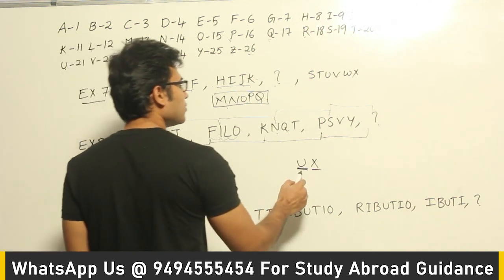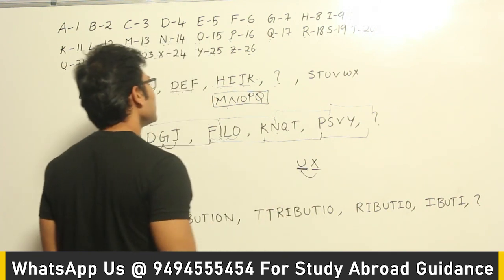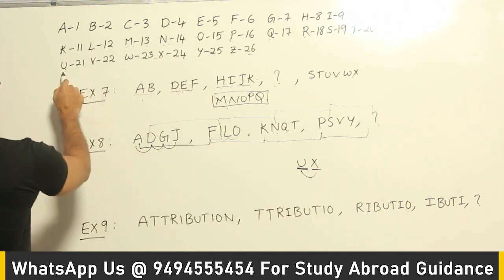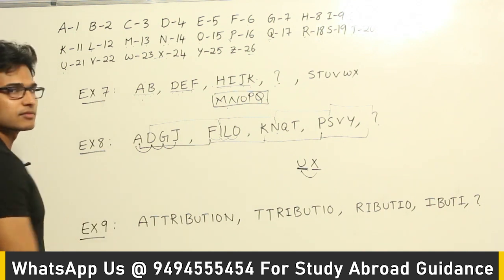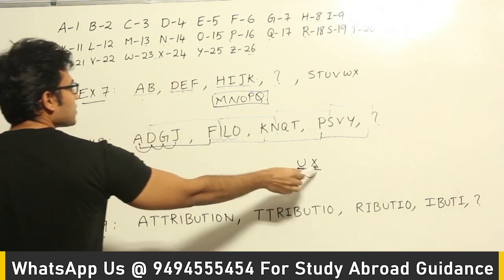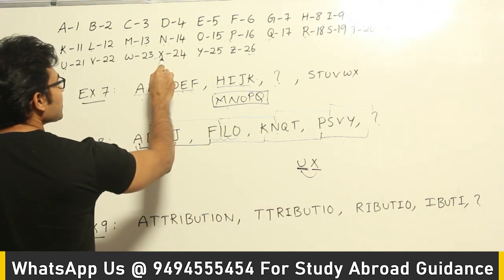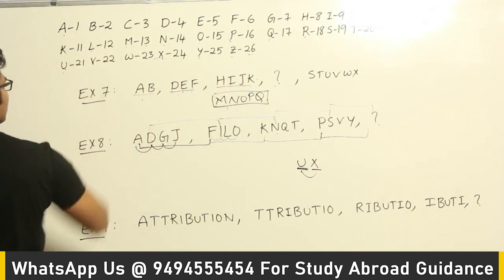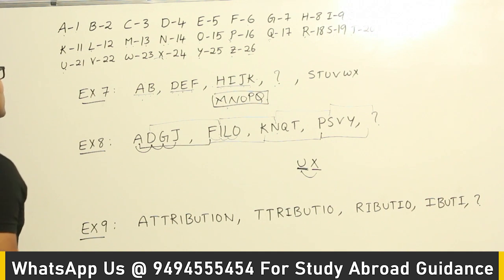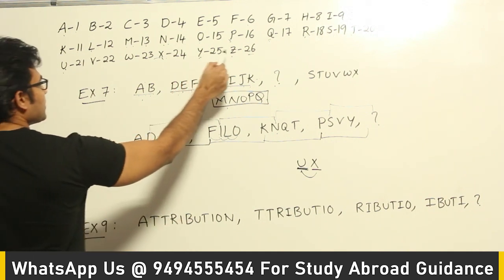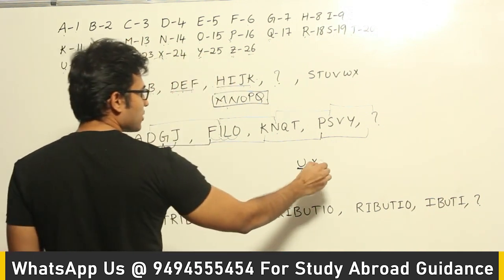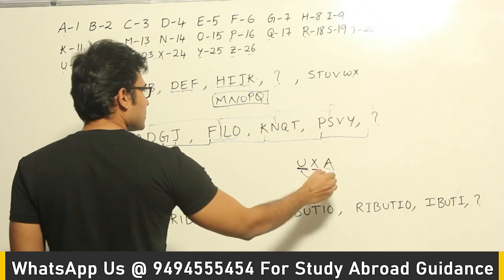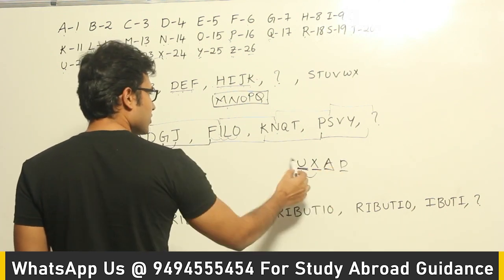Once you have found out U, plus 3 will be X. See this, U is here, 21. U plus 3 is this, right? And what should be the next one? That should be X plus 3, right? X plus 3 means Y, Z, and again it wraps around, you start with A, right? So if you see this Y, Z and A, therefore the next one is supposed to be A, right? And the next one is supposed to be D. So this is how you can get it.